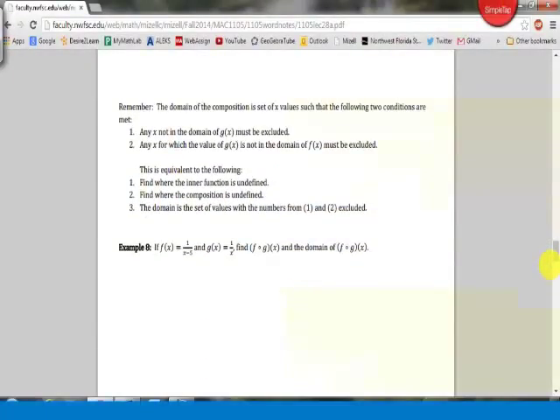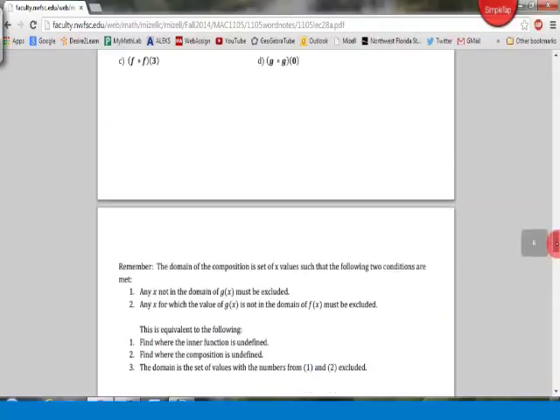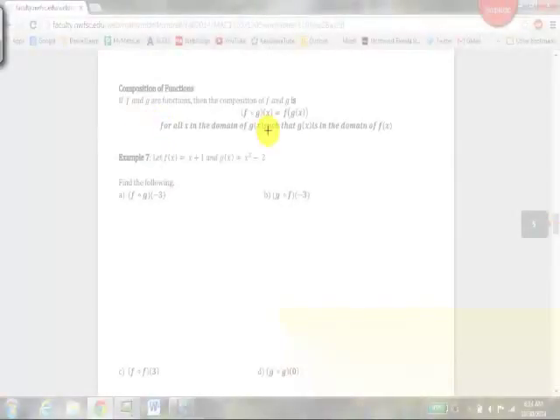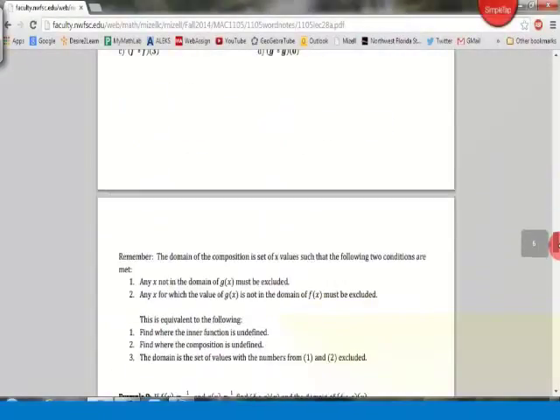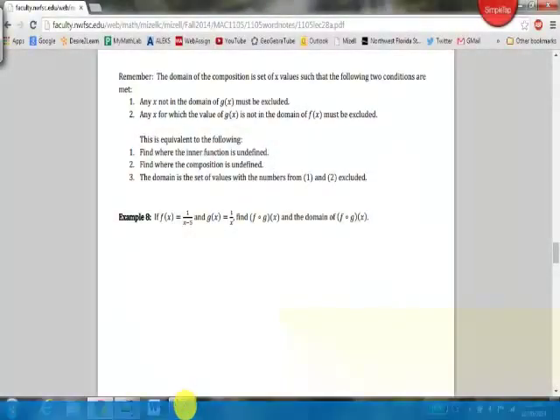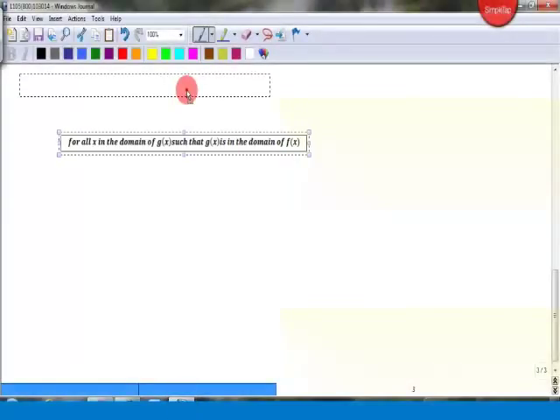Domain. Alex may ask you for the domain of the composition of two functions. I think there's kind of a description here of how to calculate the domain, but in this original definition, all x in the domain of g of x such that g of x is in the domain of f of x. There's a picture that goes with this. I think I may skip the picture though.